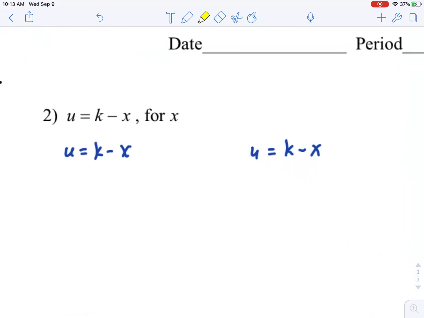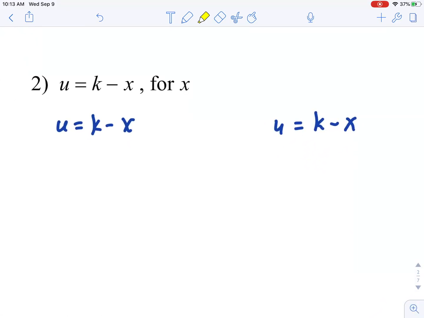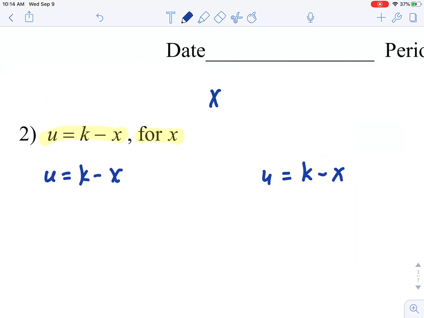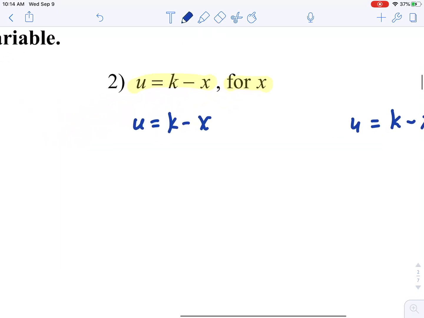Now, for number 2, this is going to seem weird, but I'm actually going to do this problem twice. So we've got this equation, u equals k minus x, and we're supposed to solve for x. That means we want x to be isolated. Our answer should be either x equals some expression, or some expression equals x. It doesn't matter if the x is on the left or the right. The fact is it's supposed to be isolated.